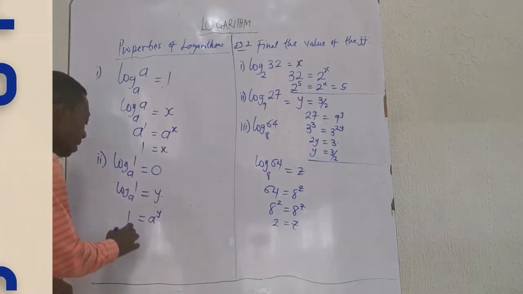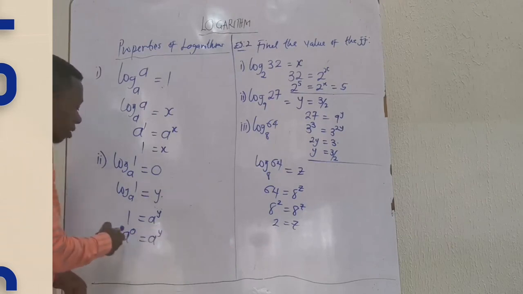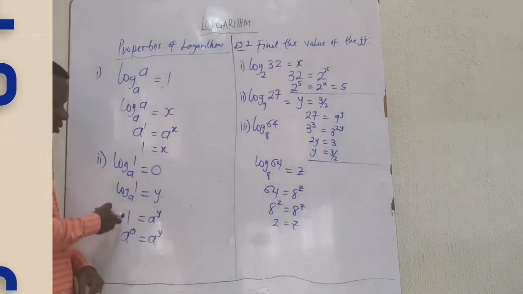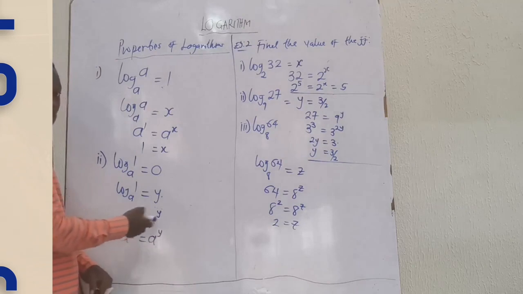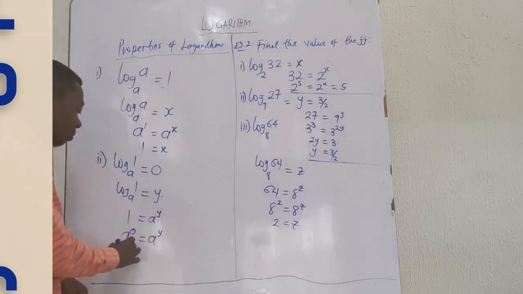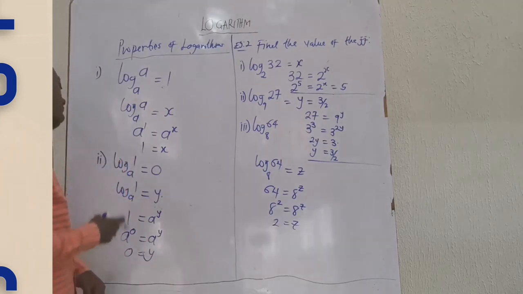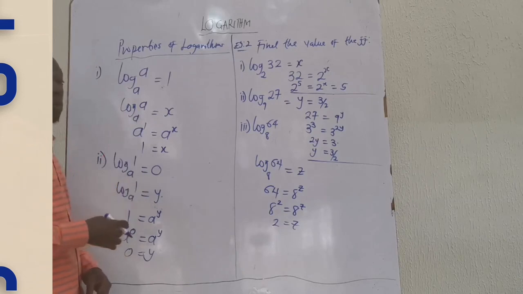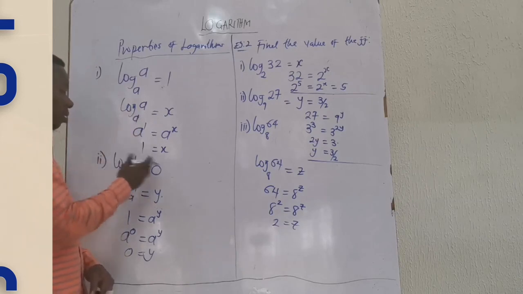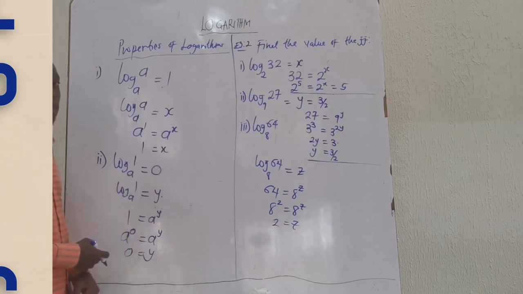So if I raise a to the power of 0, it's going to give me 1. So I have a here, I have a here, so the bases are equal. Likewise, the exponents are going to be equal. So therefore 0 is equal to y. So that's the reason why if I have log of 1 to the base of a, that's going to give me 0. So that's how we had the 0 in that case.